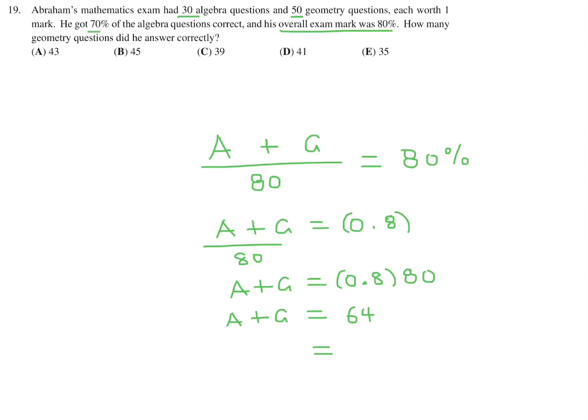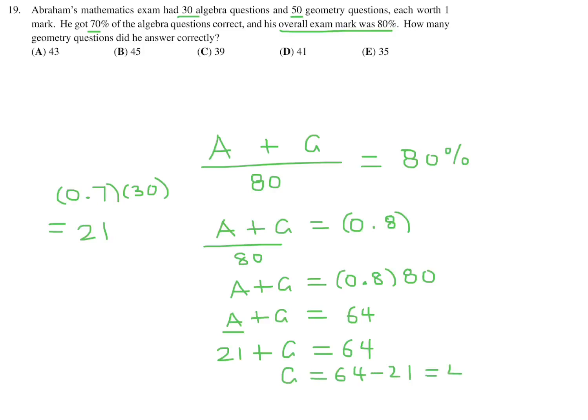Now, he got 70% of his algebra questions correct. There's 30 algebra questions, and he got 70% of them correct. So 0.7, which is 70%, times 30, gives you 21. That's how many algebra questions he got correct. So A is 21, and 21 plus G is equal to 64. So G is 64 minus 21, which is 43. So he answered 43 geometry questions correctly. So the answer is A.